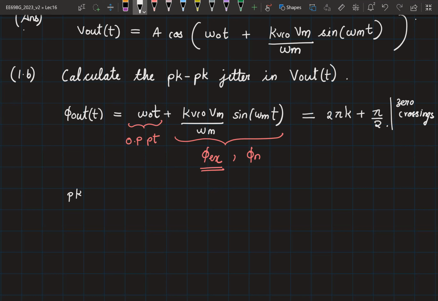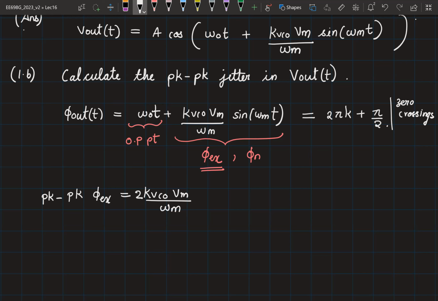So now what is the peak value of excess phase? When do you get the peak value? When sin omega t is 1, either plus 1 or minus 1, depending on whether you're looking at the maximum or minimum. So that is KVCO Vm by omega m. So what is the peak to peak value? Twice of this, right? So this is the result that you mentioned.